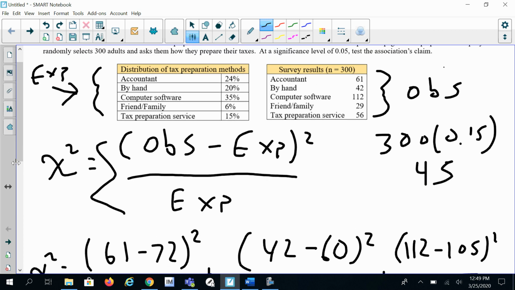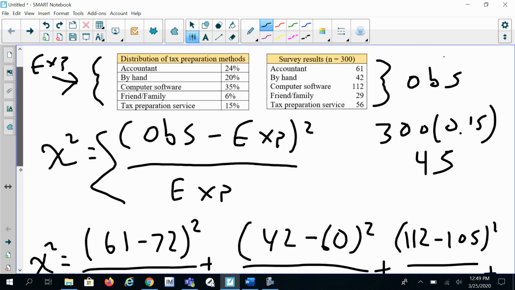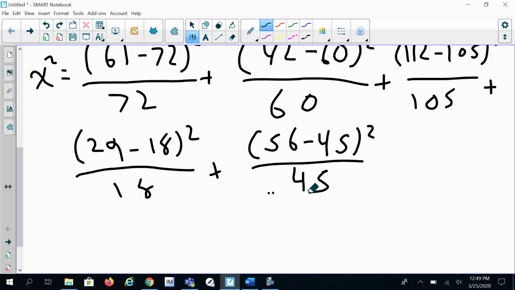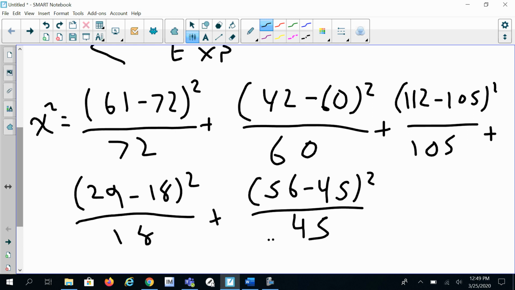We have all the math ready to go. So 56 minus 45 is going to be my fraction for this one: (56 minus 45) squared divided by 45. Okay, so that is how we get chi-squared. Now, the fun part, we have to actually do that. So we need to type all of this into the calculator.